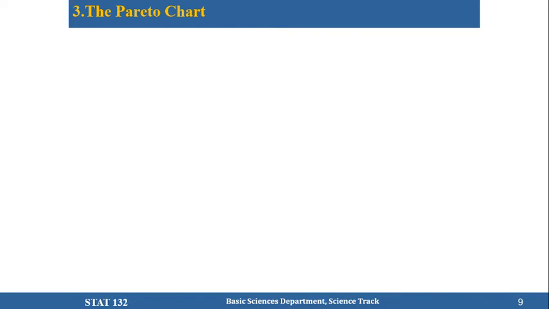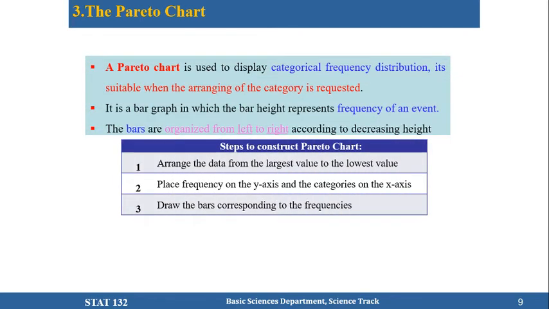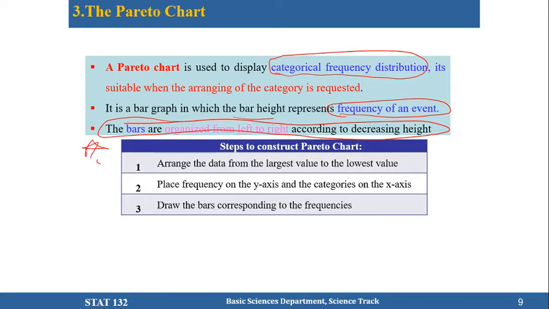The Pareto chart. It's a chart for categorical frequency distribution, and the bar height represents the frequency of an event again. It's almost the same as the vertical bar chart, but the important thing here is that the bars are decreasing in height. So it means we will make the bar chart this way. It has to go this way.